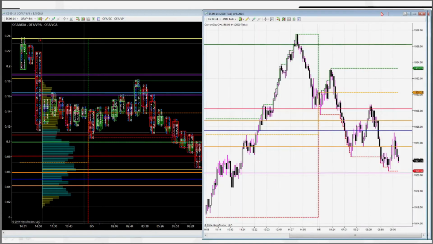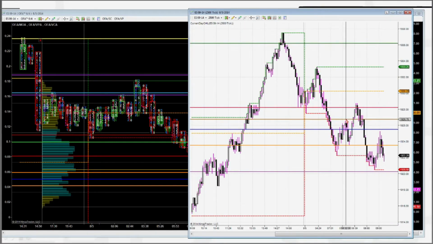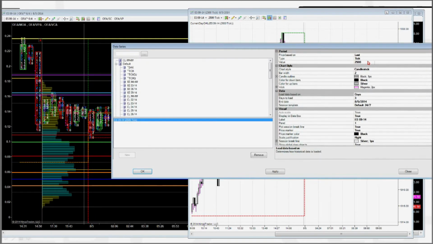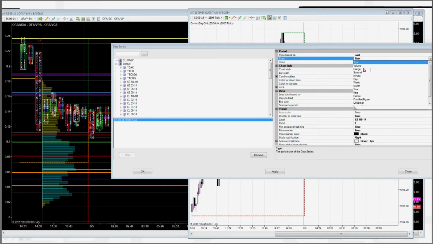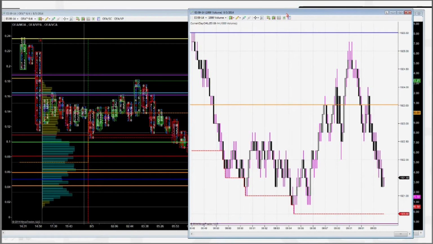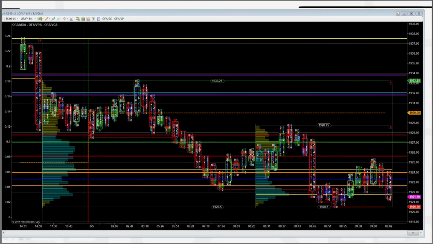Yeah, I would use a 2500 tick chart. Here's the opening swing high, opening swing low. It kind of shows the same thing, but just for clarification, make that a 2500 volume chart for opening swing high and low. Thanks for the clarification.